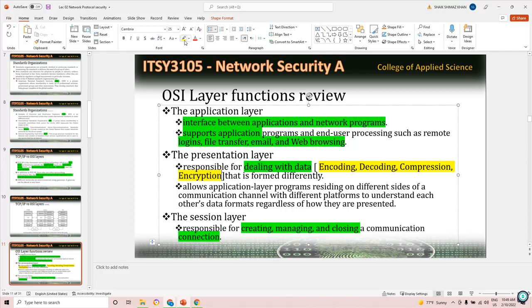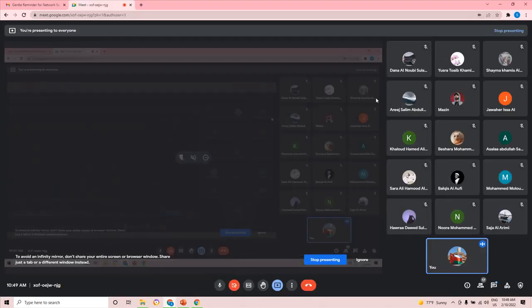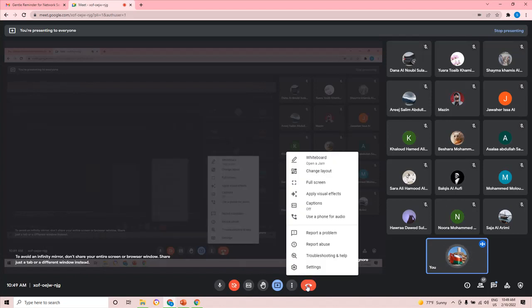Next one is the session layer. The main responsibility of the session layer is to create, manage, and close the connection. For example, now students, you are in a session. You and me, we are all connected to Google. So we are in a session. When I click this leave call, the session closes.